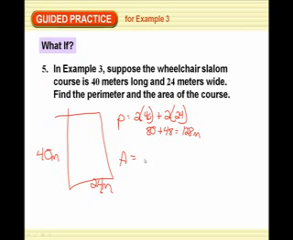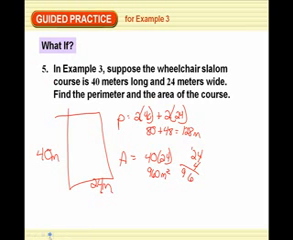Area would be 40 times 24, and I'll do that shortcut. 24 times 4, 16, 96, and add a 0, 960 meters squared.